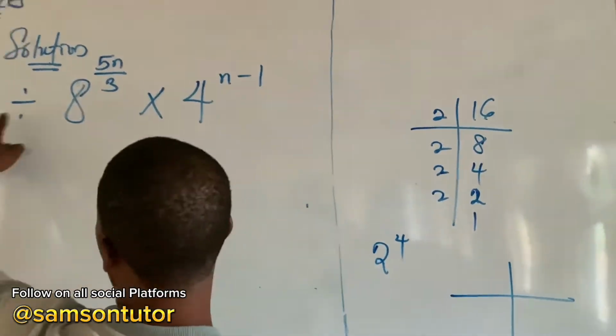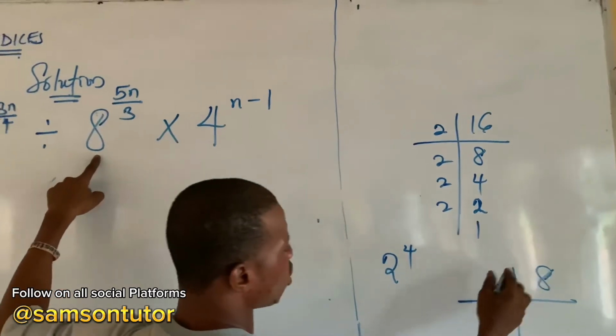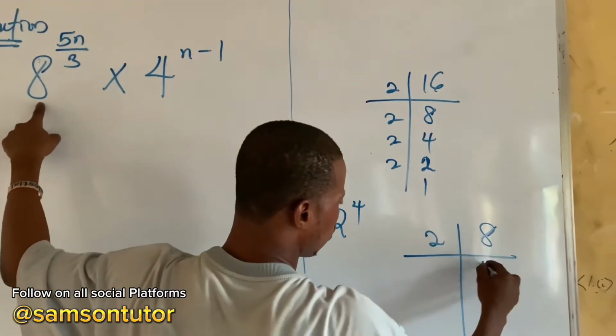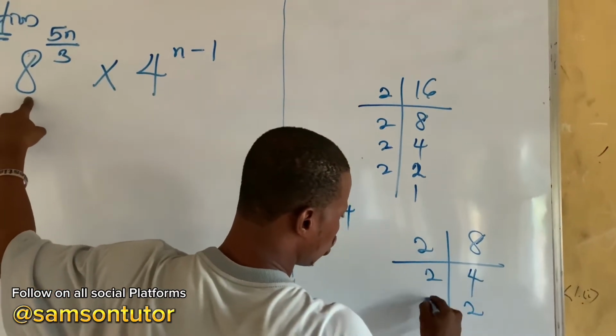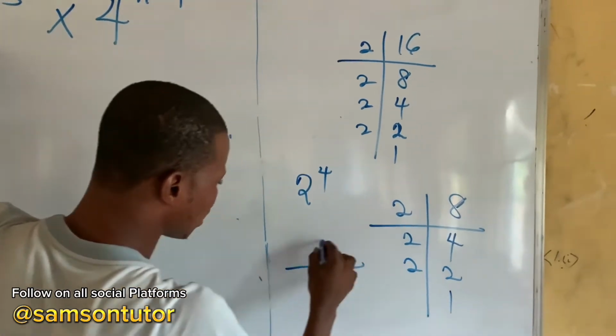Now for 8 in this instance. What can go into 8 without remainder? 2. 2 in 8 is what? 4. 2 in 4 is what? 2. 2 in 2 is what? 1. So in this instance, let us look for what?